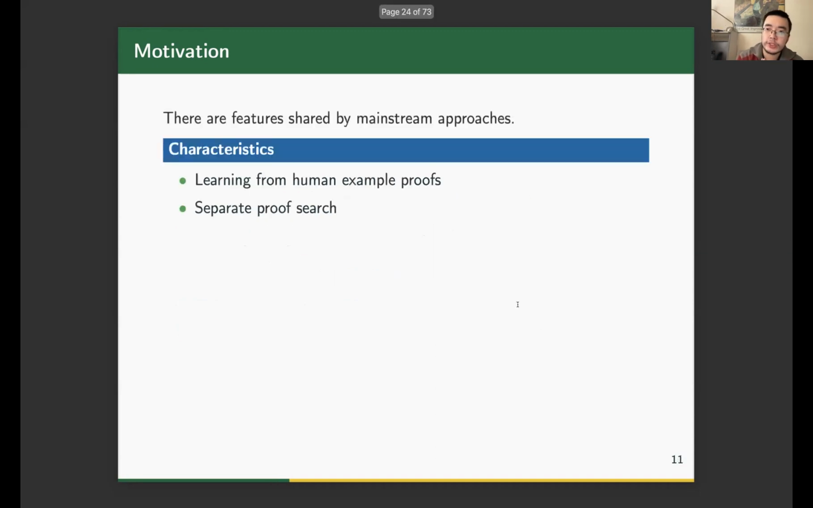So the motivation of my project TacticZero is that we notice that this mainstream approach has these characteristics. The first is that they learn from human example proofs. The second is they have a separate fixed or prescribed proof search procedure.